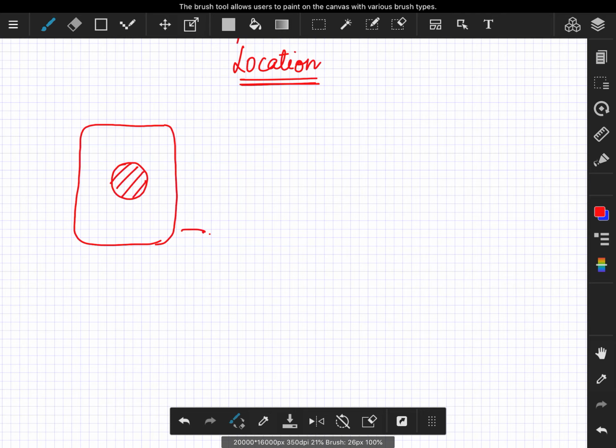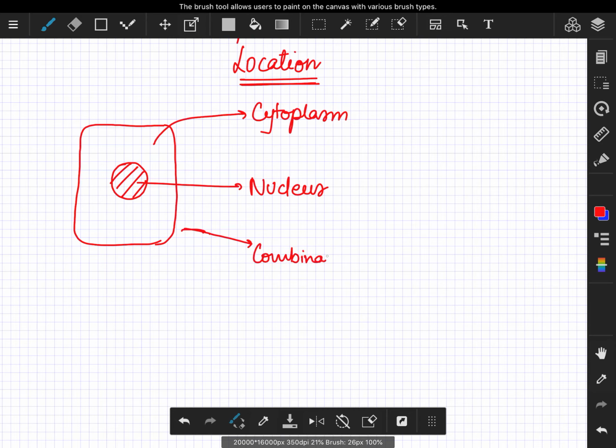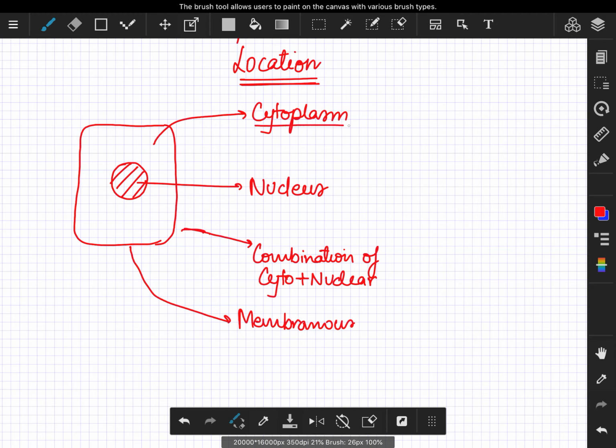An antigen may be located in the cytoplasm, an antigen may be located in the nucleus, or an antigen may be a combination of cytoplasmic plus nuclear, and membranous is another location where an antigen may be located. So let's start with the cytoplasm. What antigens will show cytoplasmic positivity?